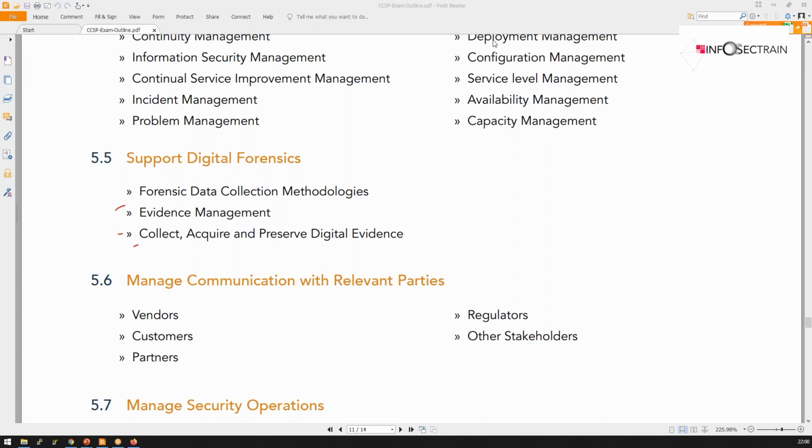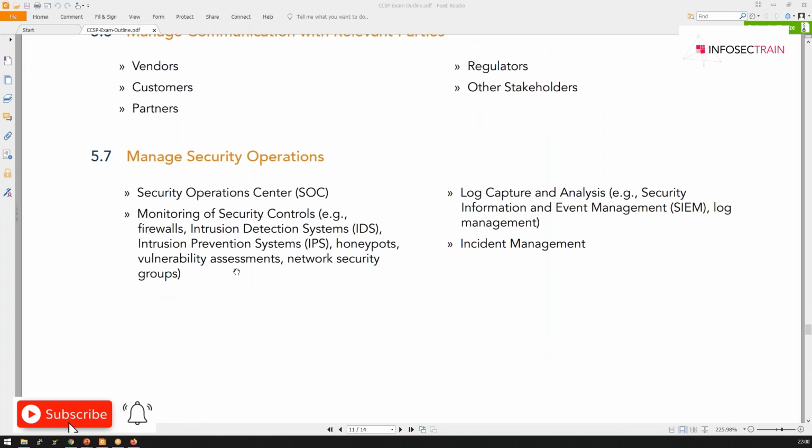Okay, that's it. Then how to ensure communication with various parties, how to ensure proper log management, and how to ensure having a proper SIEM solution. So team, what is a SIEM solution?